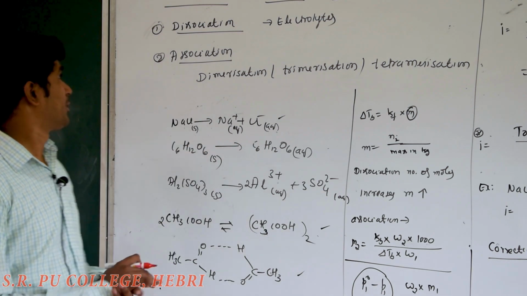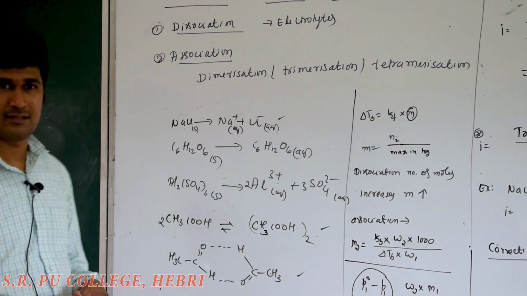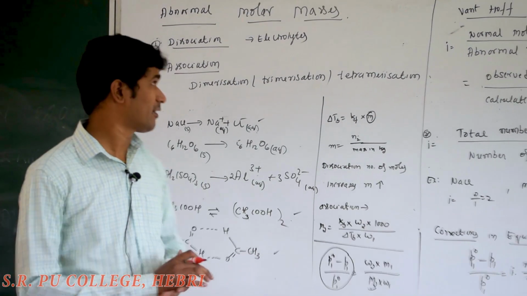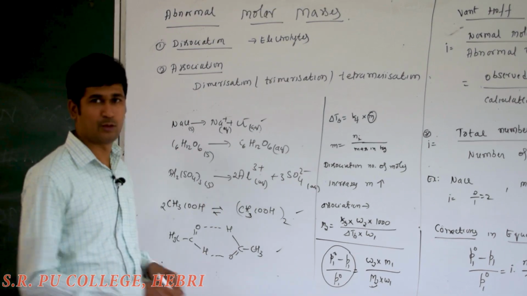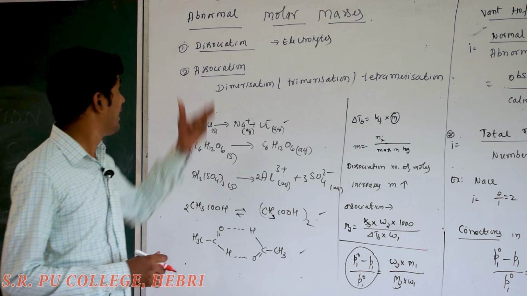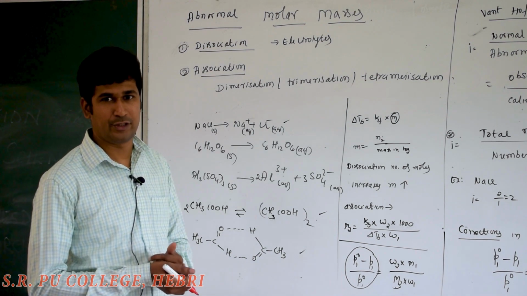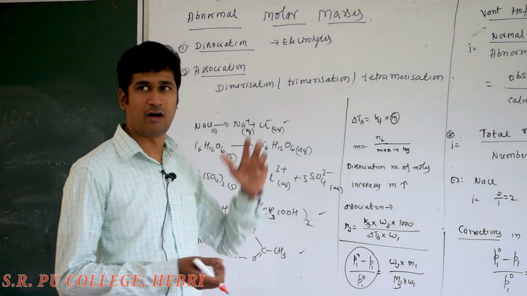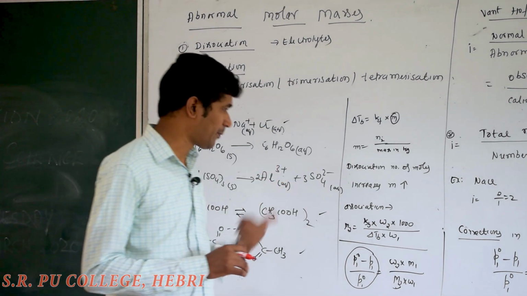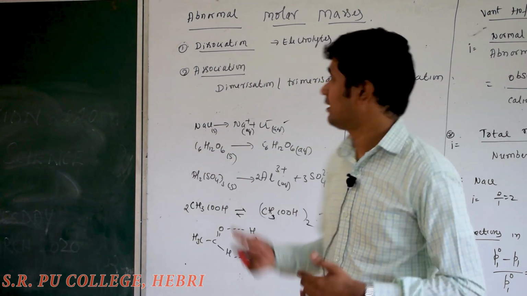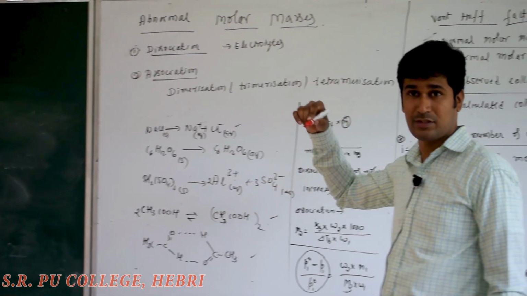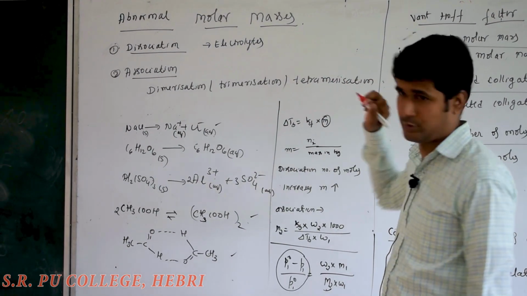Now we are going to discuss abnormal molar masses in colligative properties. While discussing colligative properties, we discussed how to calculate the molar masses of solute present in the solution. If a non-electrolytic solute is used, we get normal molar masses for every solute, because colligative properties depend upon the number of solute molecules or quantity of solute present in the solution.